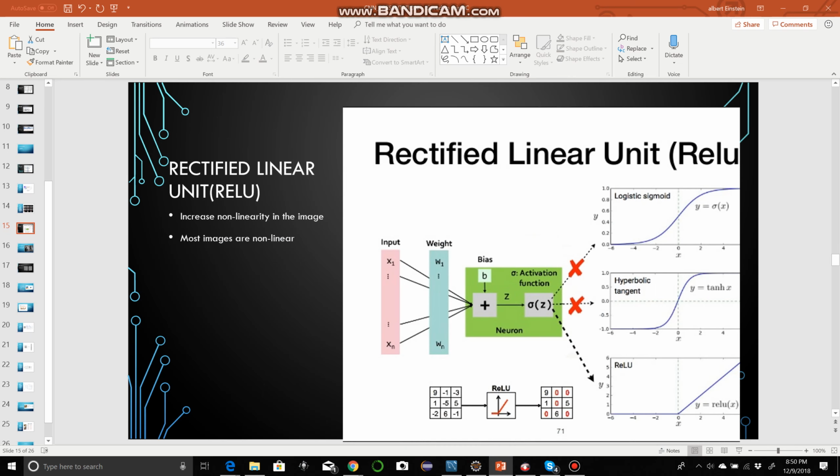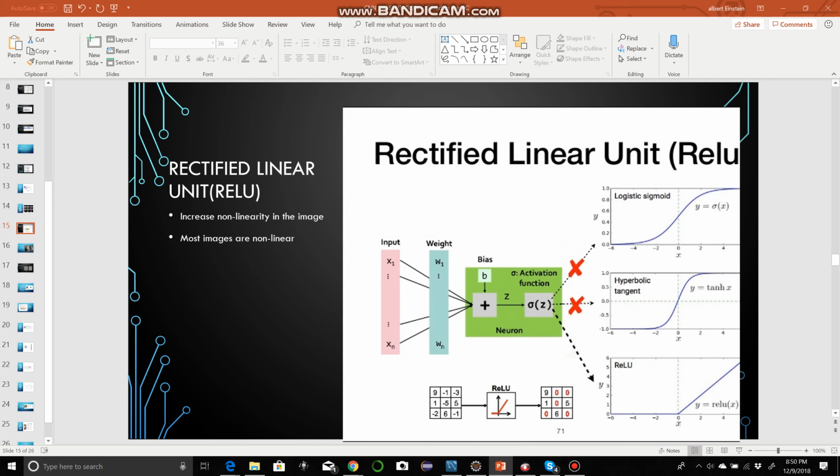Most images in life, out in the real world, are nonlinear. So what this does is, if an input comes in that's negative, the rectified linear unit, let's see if we can look at this. If the value is below 0, on the x plane right here, if it's below this line, this is the 0 line, it's going to knock it back up to 0.